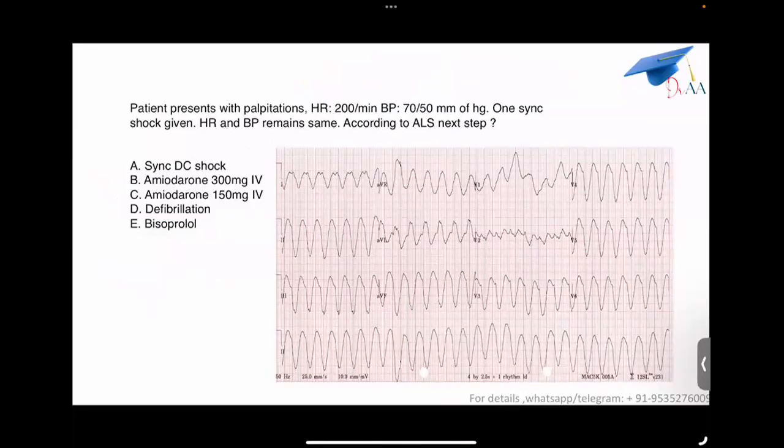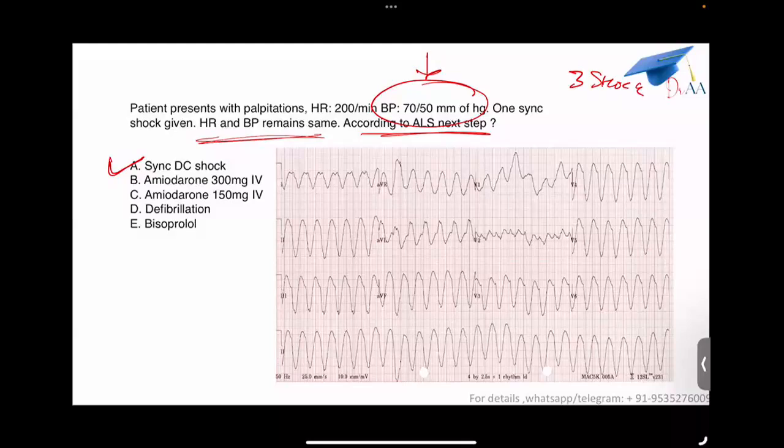We have a patient who presented with palpitations, heart rate is high, blood pressure is low. Once a synchronized shock has already been given, heart rate and blood pressure remain the same. So what will be the next step? Synchronize this. Synchronize again. Up to 3 shocks we can give. After the 3rd shock, that's when you give amiodarone. After the 4th shock, that's when you start the amiodarone infusion.